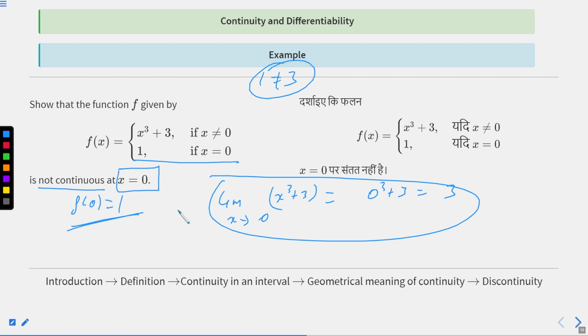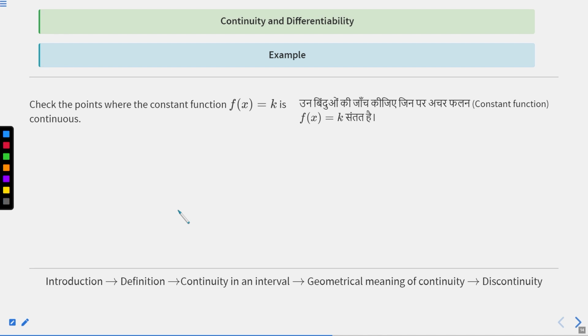Okay, I hope that the continuity concept is now getting clearer. If not, then no problem. We will be discussing more and more examples. Okay, let us move next.